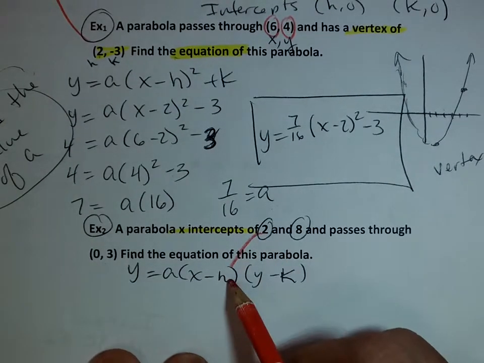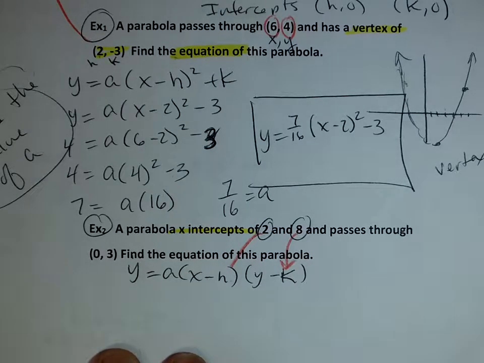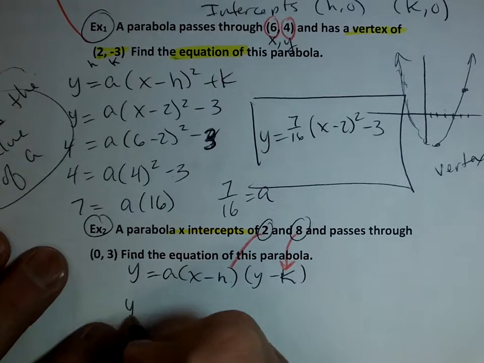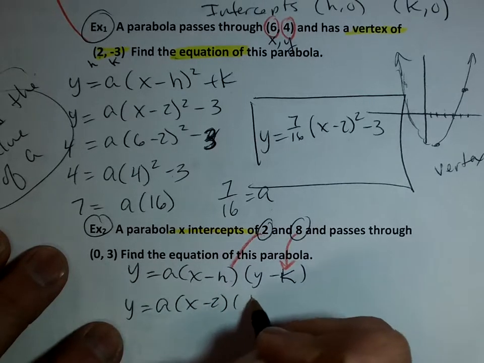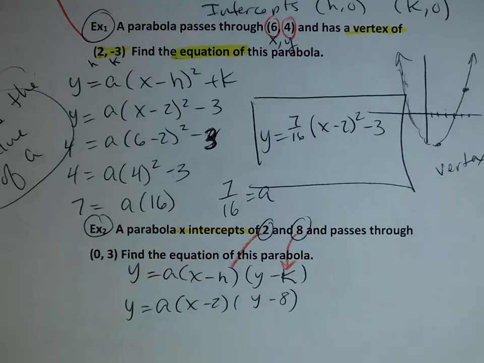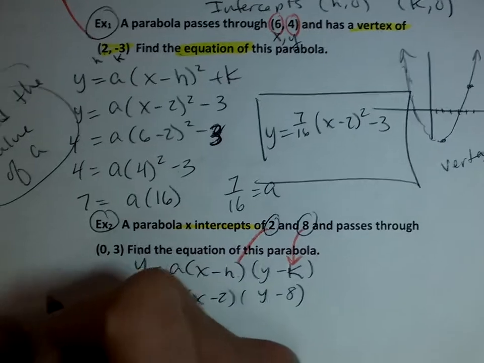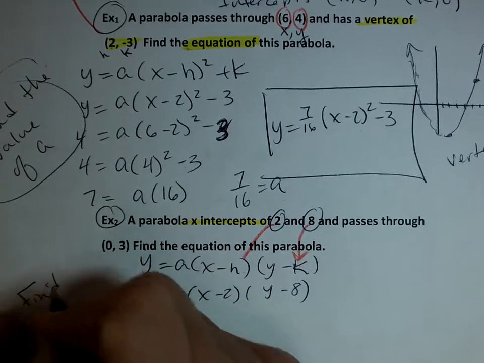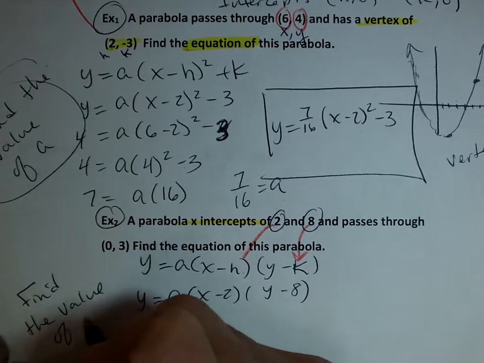So 2 is going to go in for h, and 8 can go in for k. So let's rewrite this. I'll go y equals a times (x minus 2) times (x minus 8), right? Now, the only thing I need to do is find the value of a, right? Okay, I've got it set up mostly. So, find the value of a. All right.